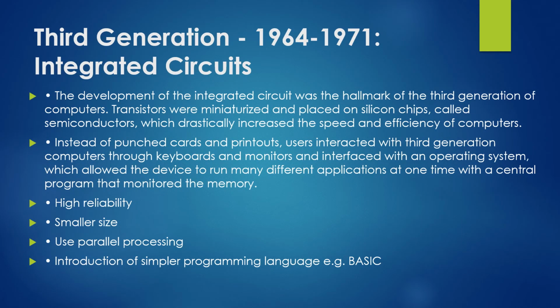The third generation of computers, spanning between 1964 and 1971, incorporated integrated circuits. The development of integrated circuits was a hallmark of the third generation. Transistors were miniaturized, that is, made smaller, and placed on silicon chips called semiconductors, which drastically increased the speed and efficiency of the computers. Instead of punch cards and printouts, users interacted through keyboards and monitors and interfaced with an operating system, which allowed the device to run many different applications at a time, with a central program that monitored the memory.